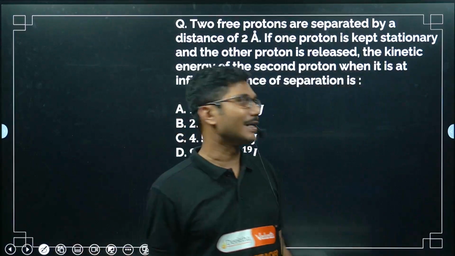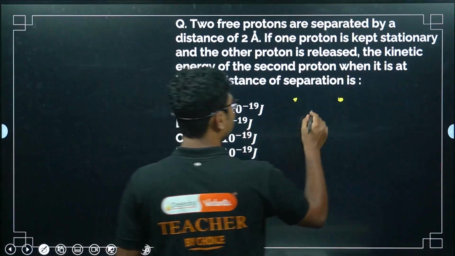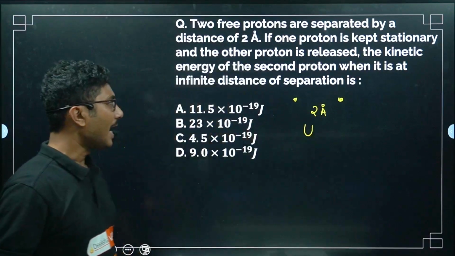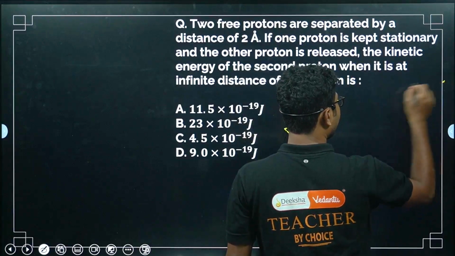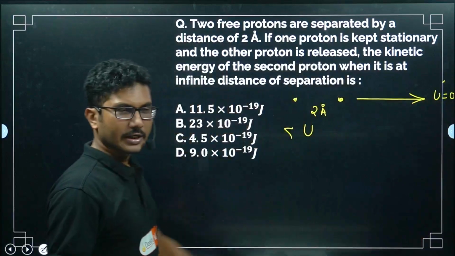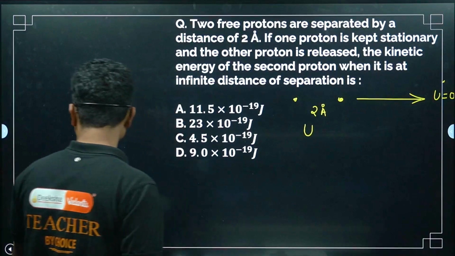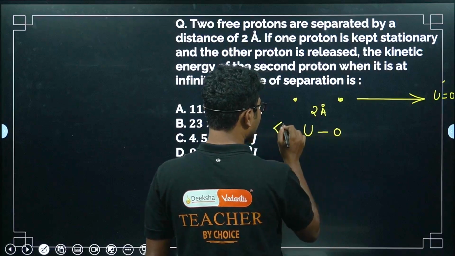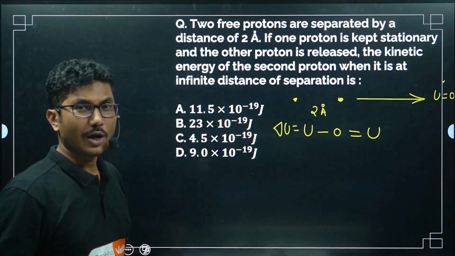The only thing is that you have to understand that when they are separated by a distance of 2 angstrom, they have some potential energy, and this is kept and this is allowed to move till infinity, right? So when it goes to infinity, the potential energy of the system becomes 0. That means the difference in potential energy, delta U, will be U minus 0, that is U. So the entire energy will be converted into kinetic energy, right?